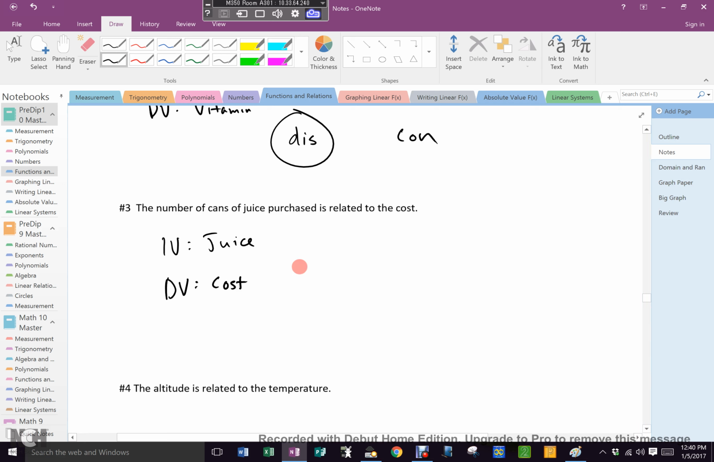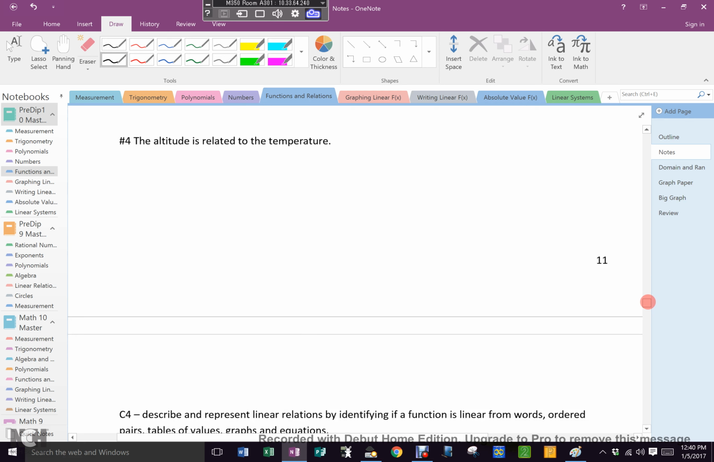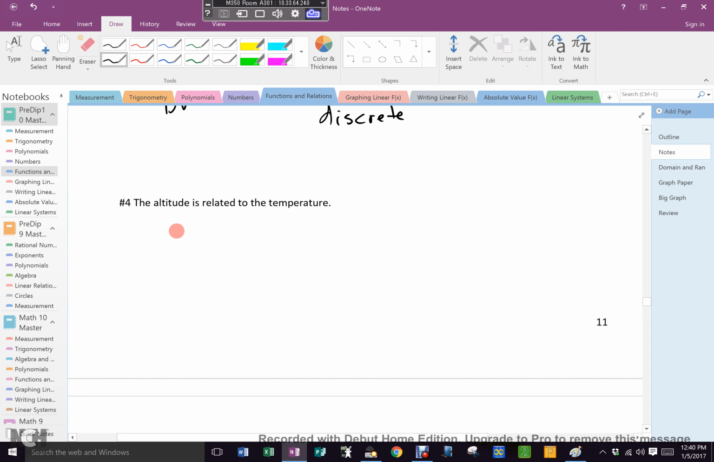So this is discrete because, of course, you cannot go to Safeway and say, I'm only half thirsty, so I only want half a can of juice. Well, you can, but they won't take it back. Right? Okay. And finally, altitude is related to temperature.